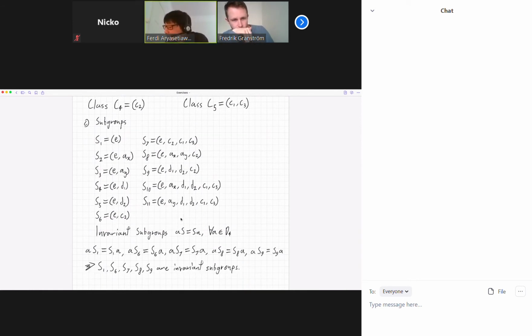EC2. And then check for which are invariant. We just see if the left and right cosets are the same. So we see obviously the trivial subgroup is invariant for any A. And if we look at S6, for example.